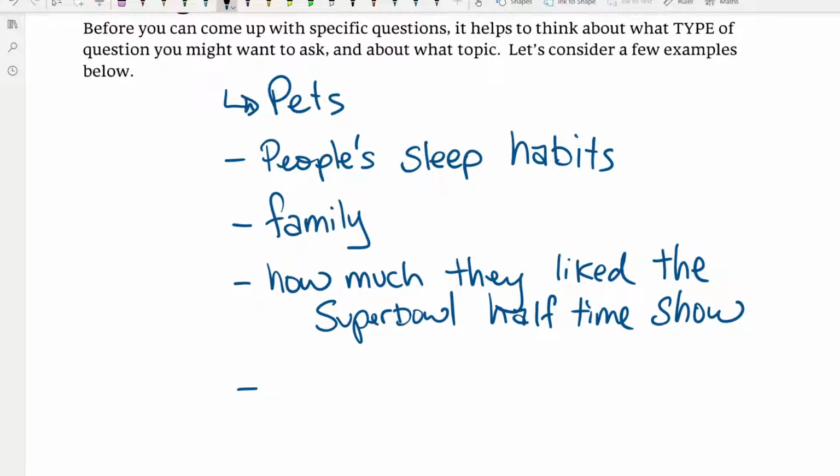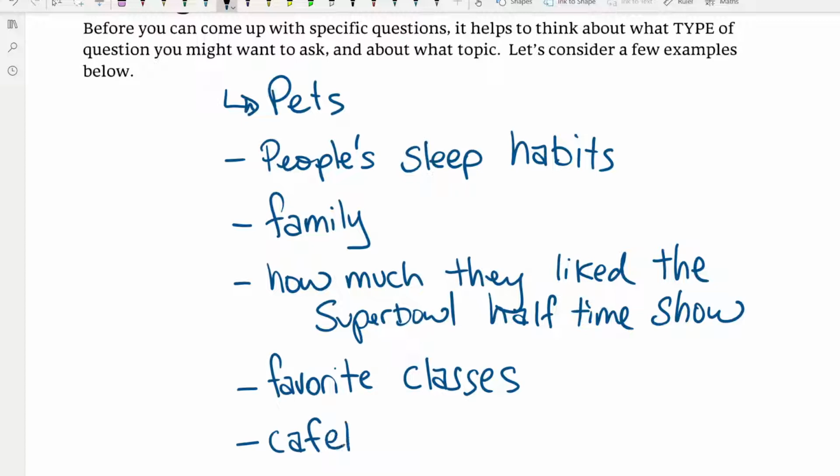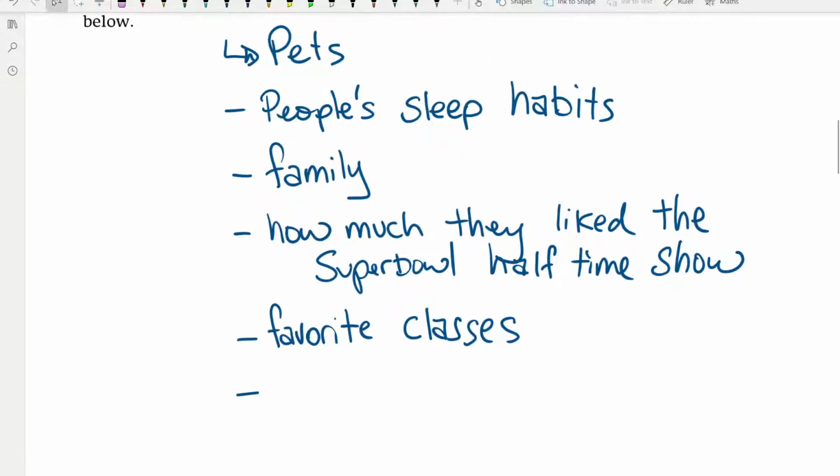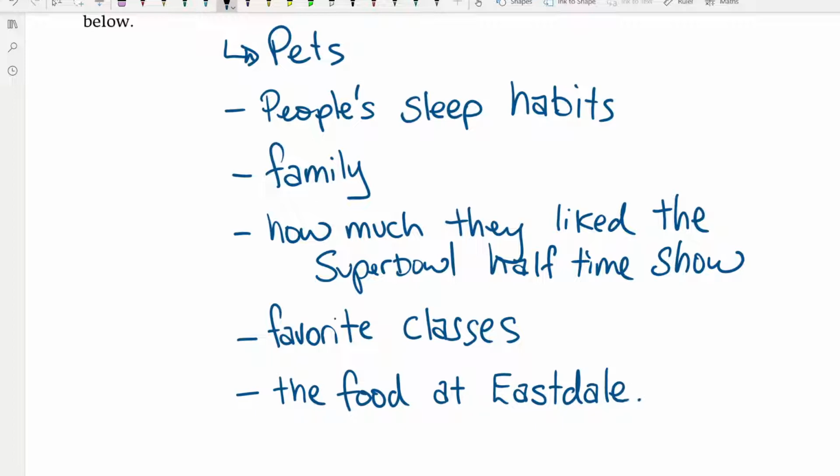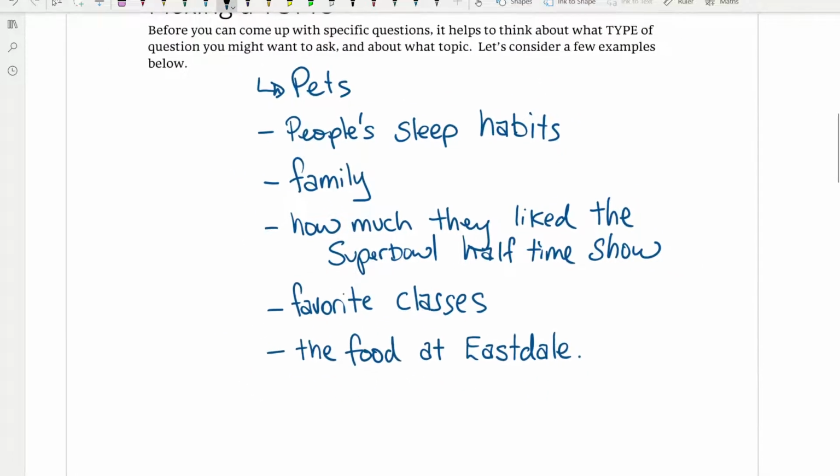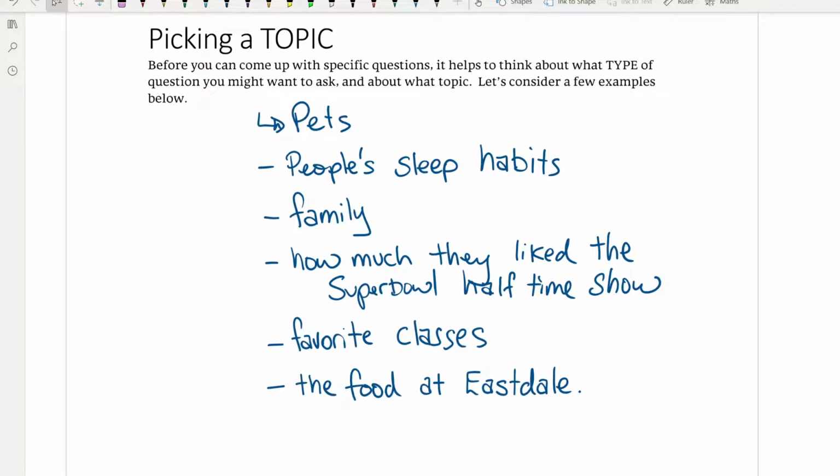You can ask them about their favorite classes. I mean, you could ask about anything you want. Cafeteria food. I'm not going to use cafeteria because I can't think how to spell it right now. But we could say the food at Eastdale. There's a million things you could ask about, and I don't care what you pick as long as it's reasonable and appropriate for school. But there we go. So these are just some of the ideas that you could choose to ask people about.